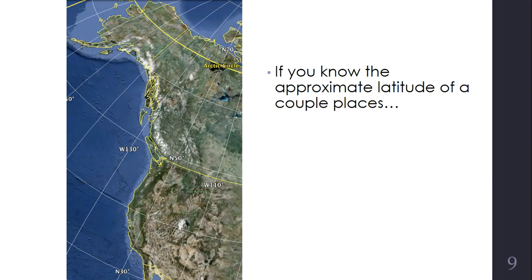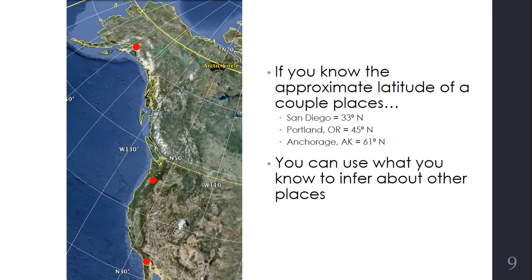And so if you know the approximate latitude of a couple of places and know something about them, so for example, San Diego is 33 degrees north, Portland, Oregon, which you may or may not know, a lot of people do, Portland, Oregon is chillier and much rainier, and that's 45 degrees north. And then you have a place like Anchorage, Alaska, which is 61 degrees north, which is much, much colder. So if you know the approximate latitude of a few places, and you know something about their climate, you can infer something about other places when you find out their latitude.